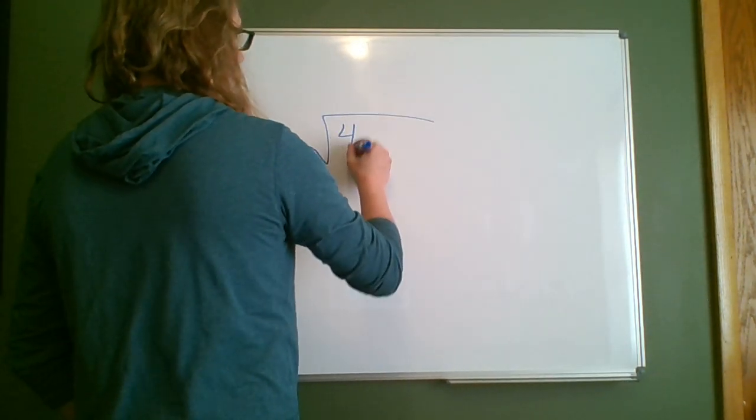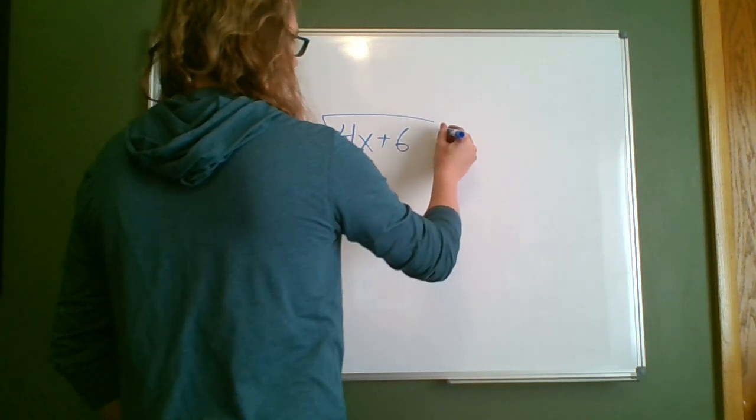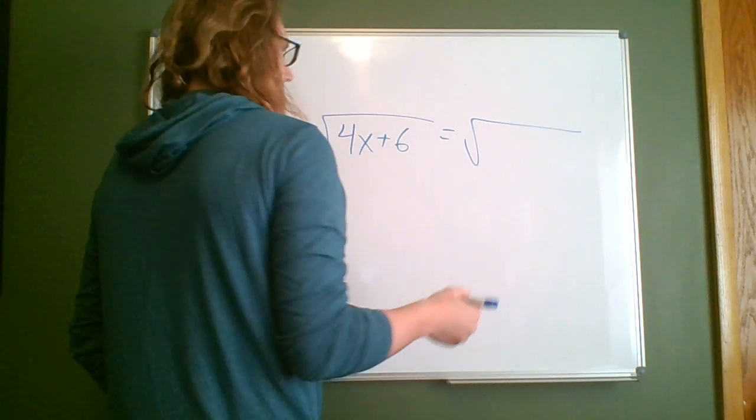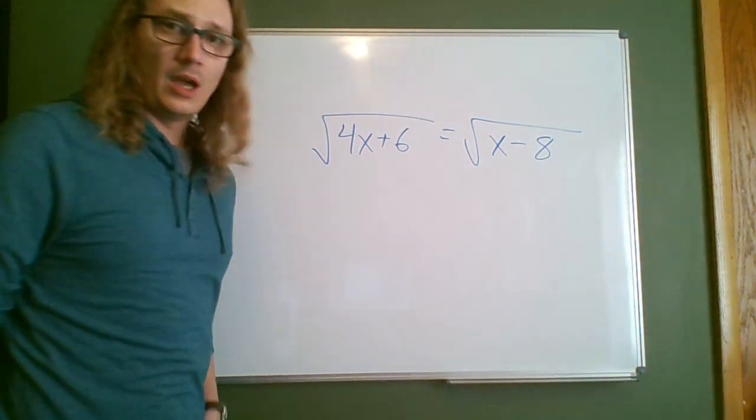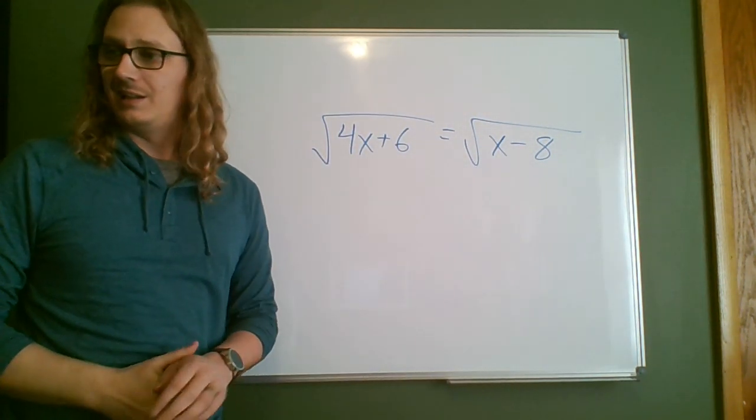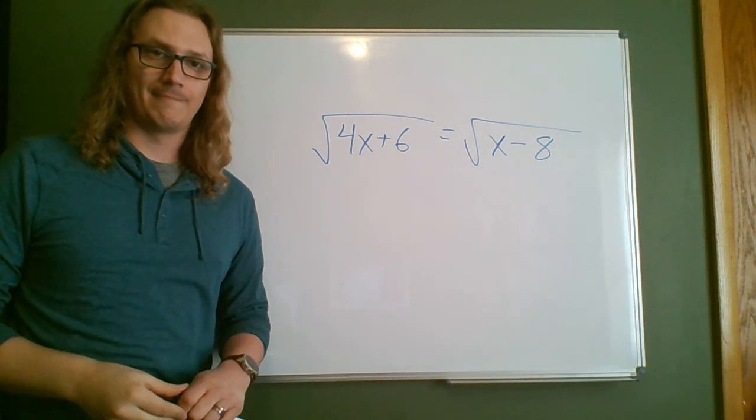Square root of 4x plus 6 equals the square root of, let's say, x minus 8. Take a moment and calculate x. Go.